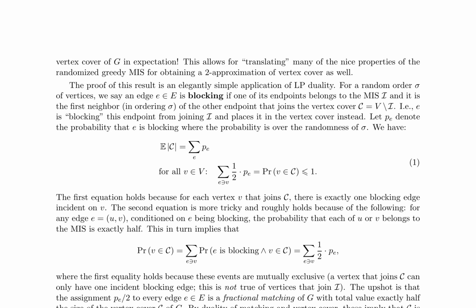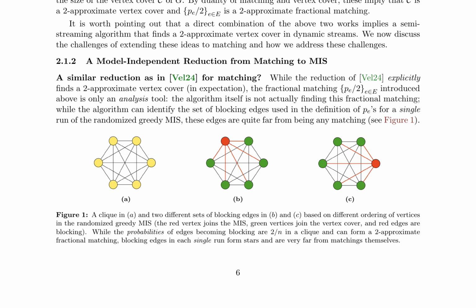However, extending these ideas to matching is challenging. A similar reduction for matching is not straightforward, as the fractional matching introduced in Veld-24 is only an analysis tool and not an actual matching. The algorithm can identify blocking edges, but these edges are far from forming a matching.